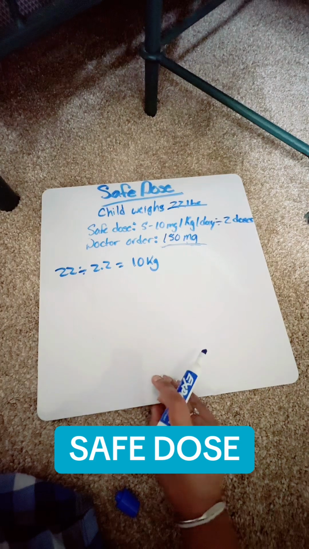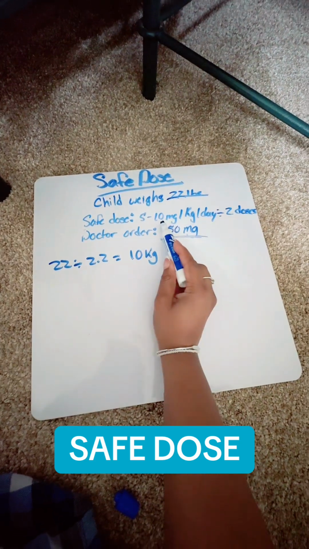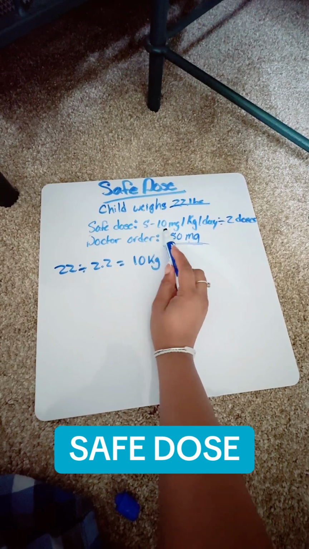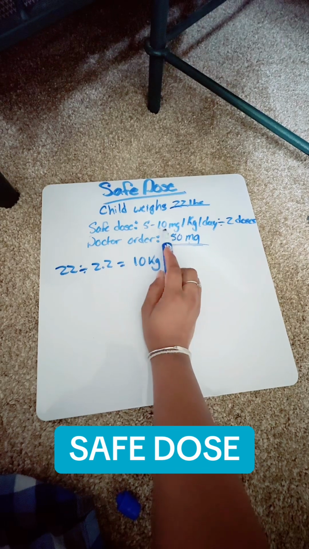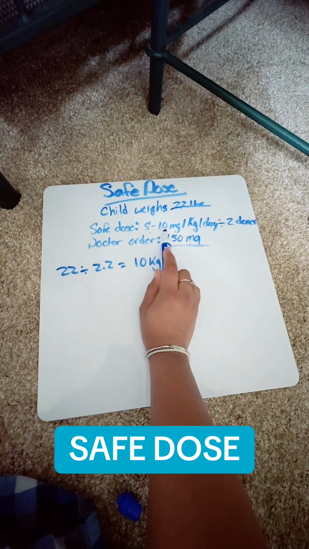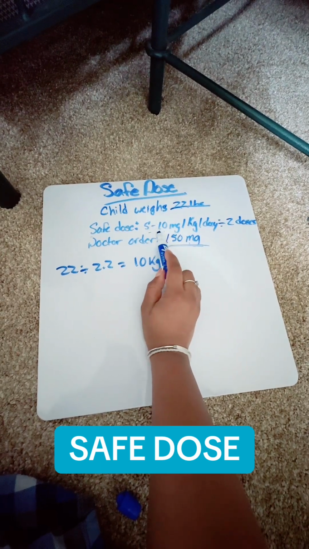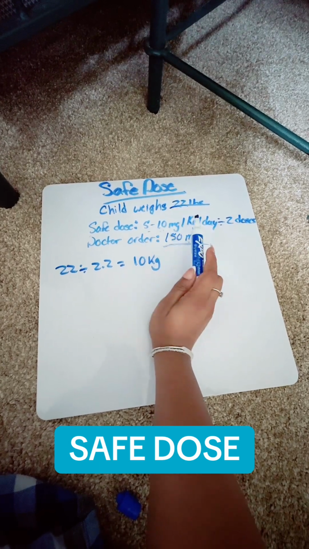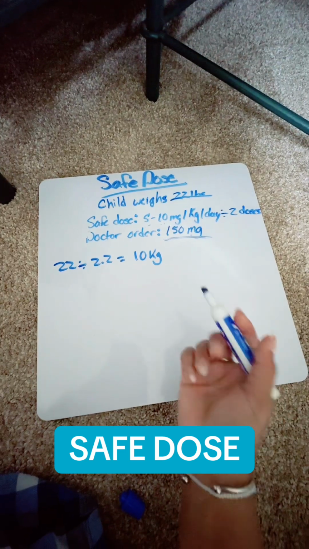When you're doing safe dose, I suggest you always start with 10 so you know that is the highest. Because a lot of people see 5 and 10 and think, oh my God, what? You can use either or, but if you use 5 and you don't do the highest, you might get it wrong because you did the lowest safe dose instead of the highest safe dose. So always start with the highest.